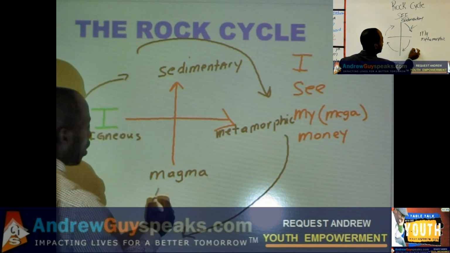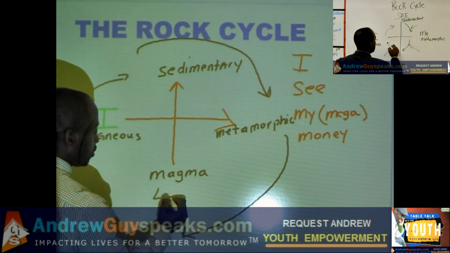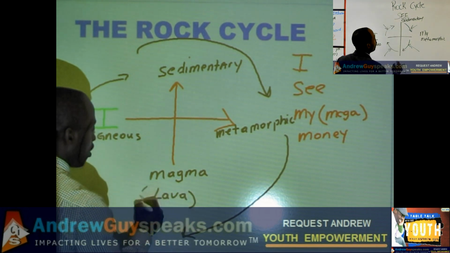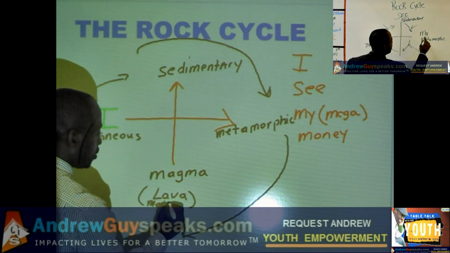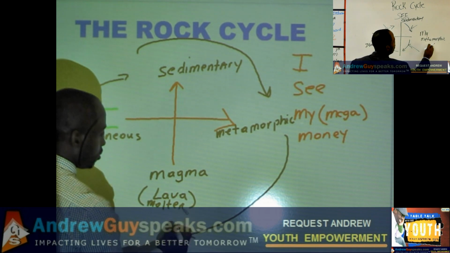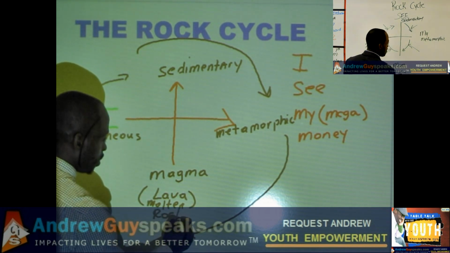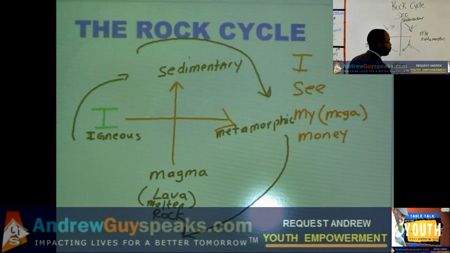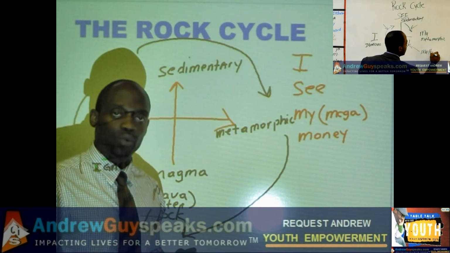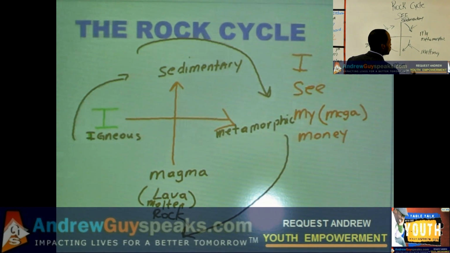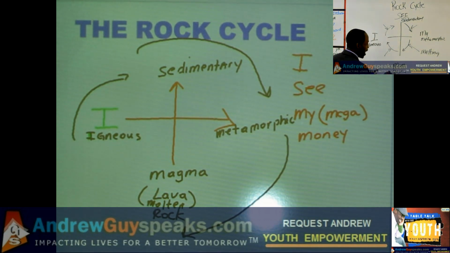Magma is what you call lava, or molten rock. Okay, so we have all of that. We've got to understand how it works. What are the processes that change this rock? That's what we've got to figure out.